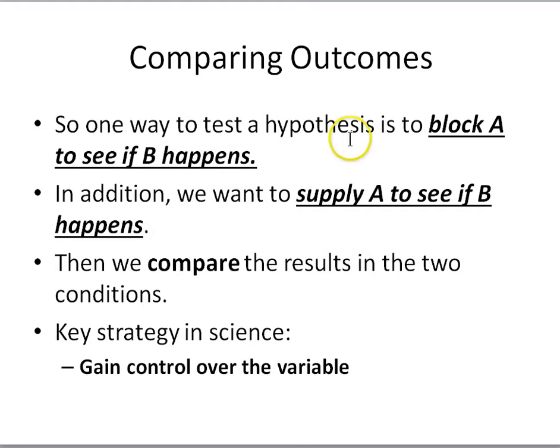So one way to test the hypothesis, which is what experiments do, they test hypotheses, is to block A to see if B happens. In addition, we want to supply A to see if B happens. And then we're going to compare the results in those two conditions.